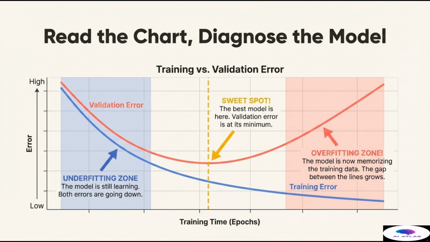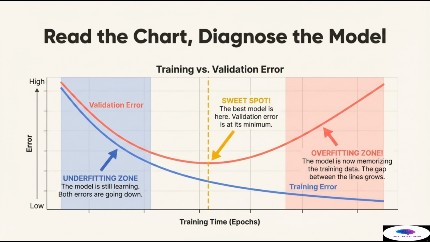This is a healthy phase, indicating that the model is actively learning valuable general patterns. The model is still getting smarter, and both its ability to perform on old data and generalize to new data are improving. As training continues, we reach the sweet spot. This moment occurs exactly when the validation error hits its absolute minimum point. This is the peak of the model's generalization ability. Up to this point, continued learning was beneficial.